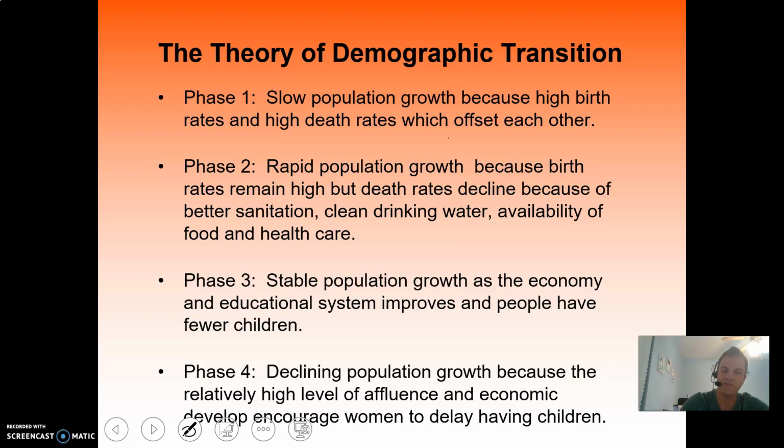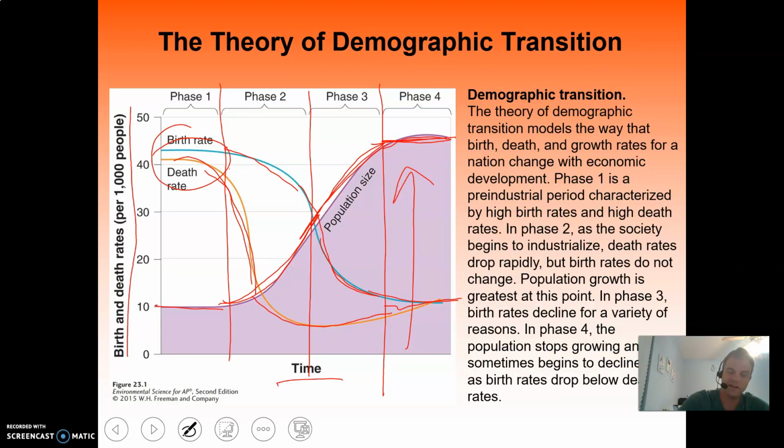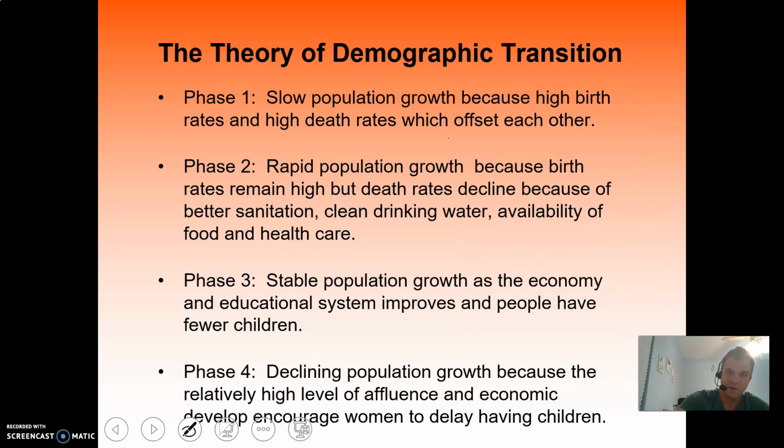So why did phase 2 happen? Why did the death rate drop? Well, the death rate dropped and birth rate pretty much stays high, but the death rate drops because of better sanitation, cleaner drinking water, and availability of food and health care. That's what happens once you start getting more affluent. You start getting all of these things because your country can afford them now at this point.